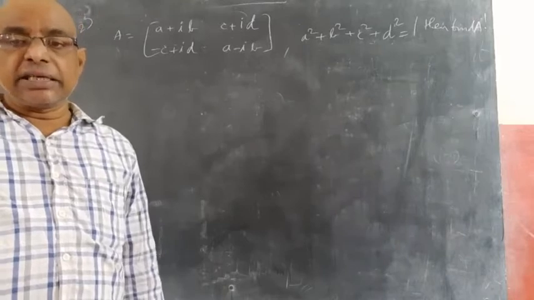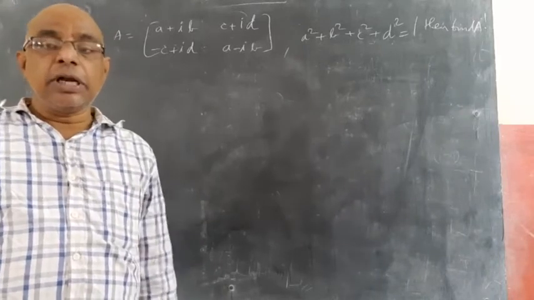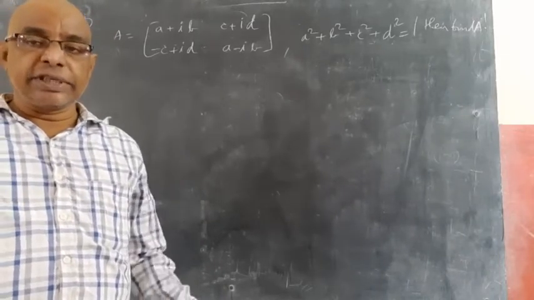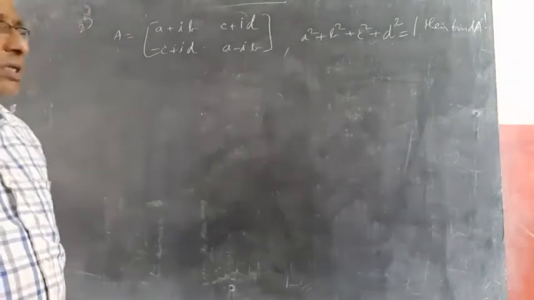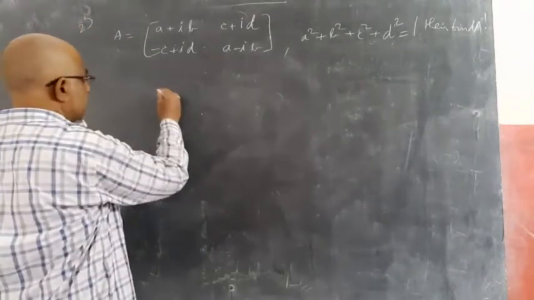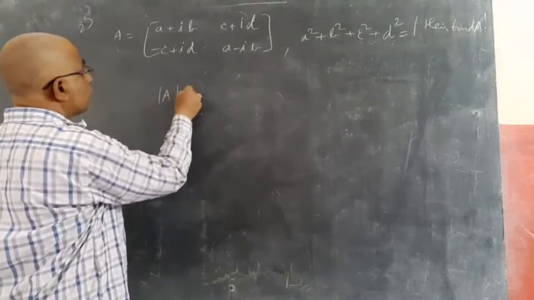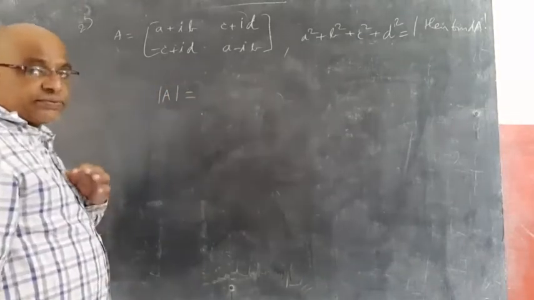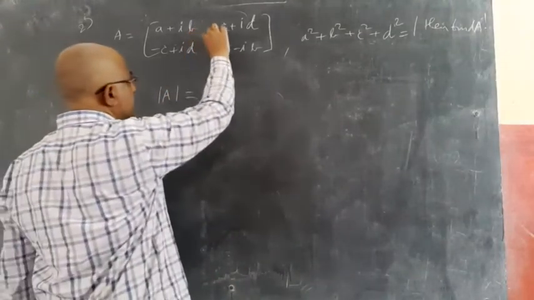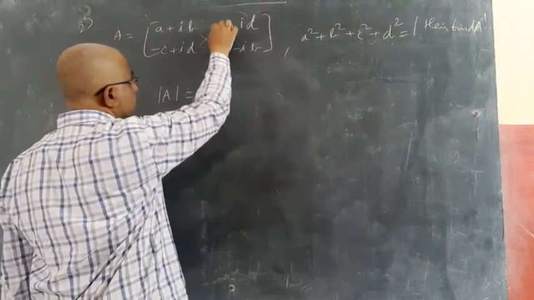If determinant A not equal to 0, then A is invertible, and then we can go for A inverse equal to adjoint A by determinant A. So first we need to find determinant A. How to find it? I told you, AD minus BC. If it is a 2 by 2 matrix, determinant A is simply this into this minus this into this.